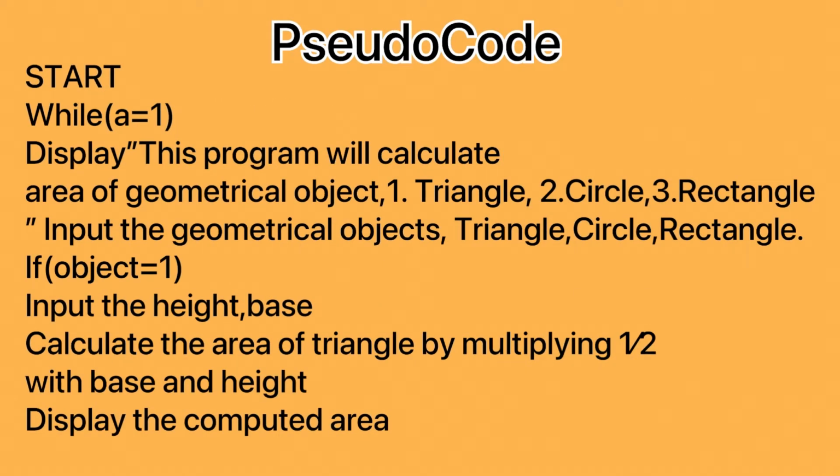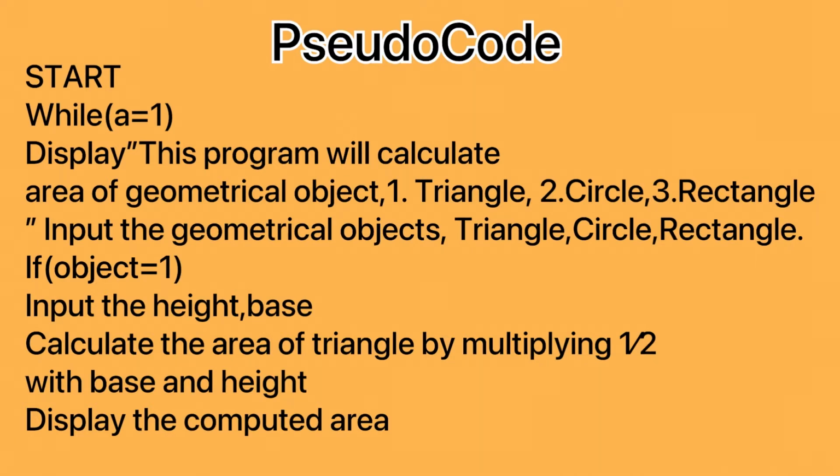Next process is procedure code. First start, display this program will calculate area of geometrical object. 1 triangle, 2 circle, 3 rectangle. Input the geometrical object, triangle, circle and rectangle. If object 1, input the height and base. Calculate the area of triangle by multiplying 1/2 with base and height.